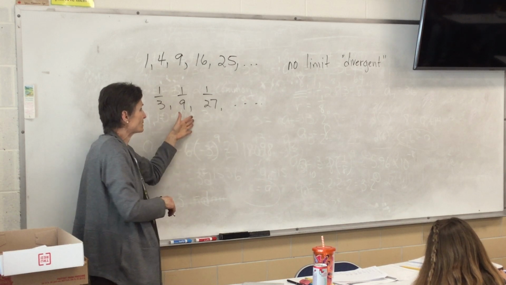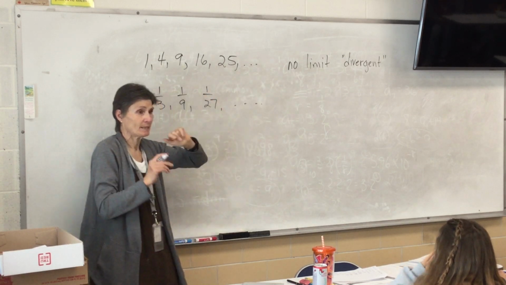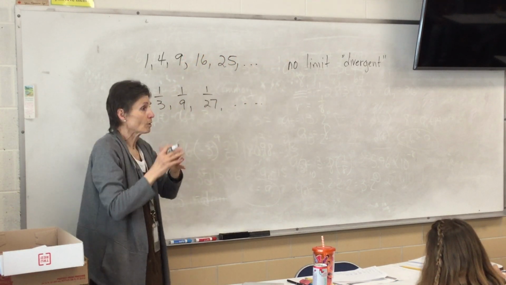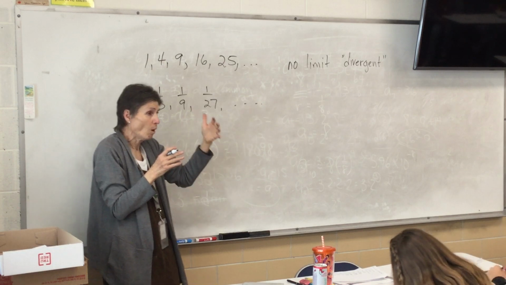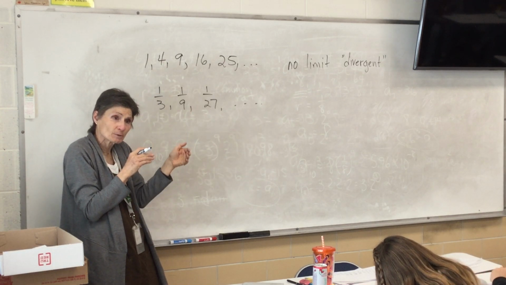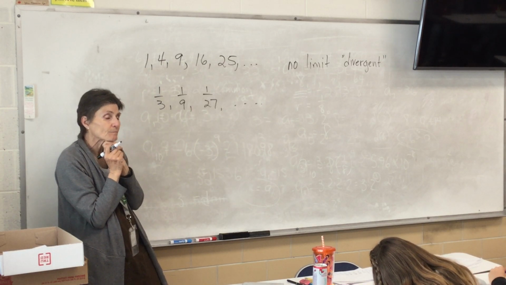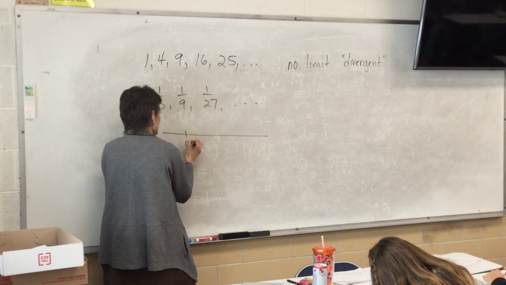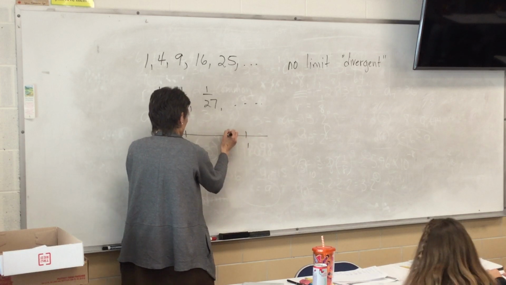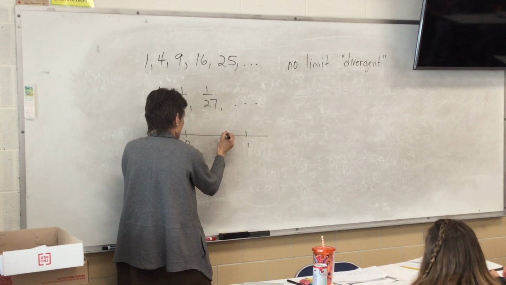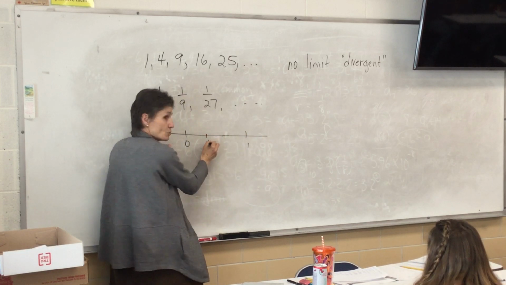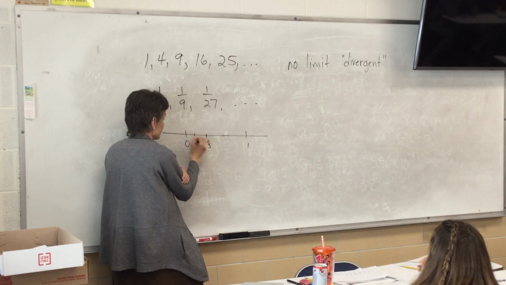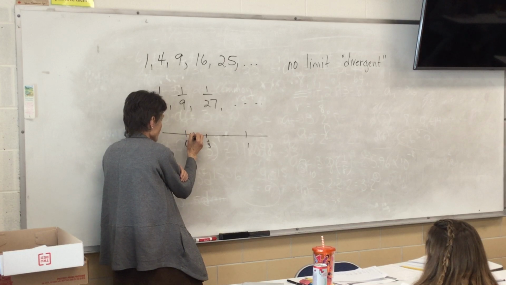Is this sequence doing the same thing that one did? Is it just getting bigger and bigger and bigger? Or is there going to be a wall that it's going to hit that it's not going to be able to go past? Think of it on the number line. Here's 0 and here's 1. Here's 1/3, the first one. And then here's 1/9. And here's 1/27.